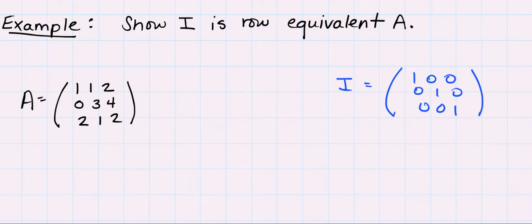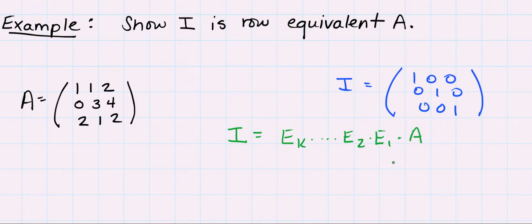Let's look at another example of showing two matrices are row equivalent. Here I want to show that the identity matrix is row equivalent to the matrix A. This is the 3 by 3 identity matrix, and here's the matrix A. What I want to do is show that I can get to the matrix I by multiplying A by a sequence of elementary matrices.